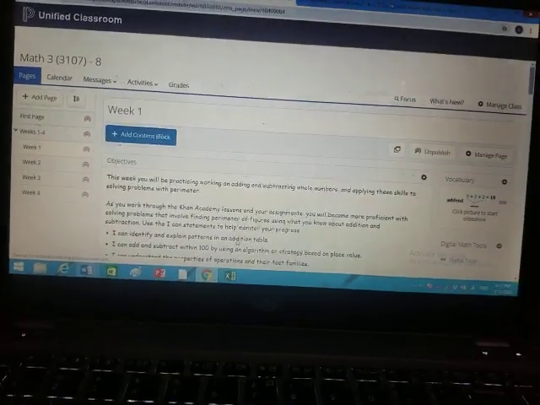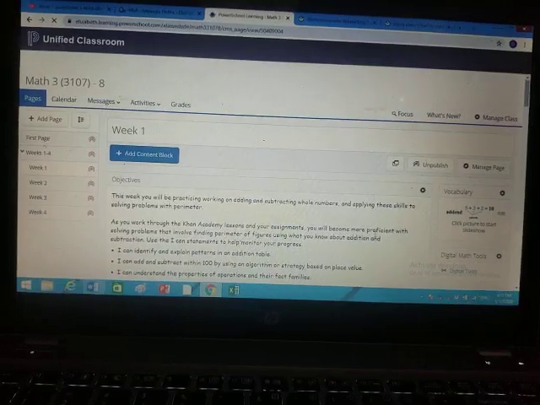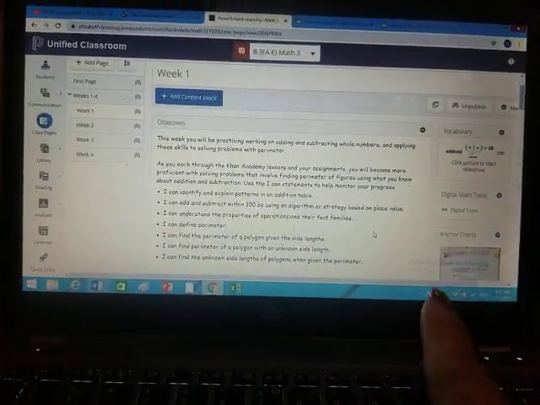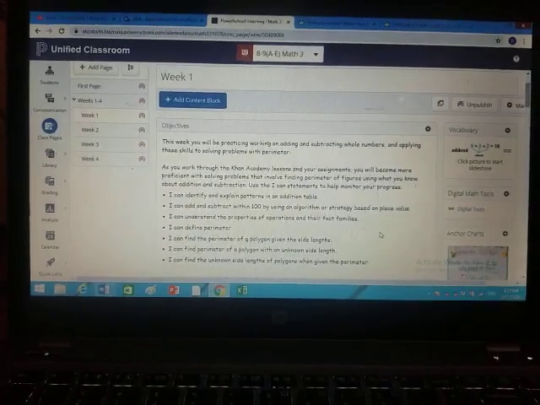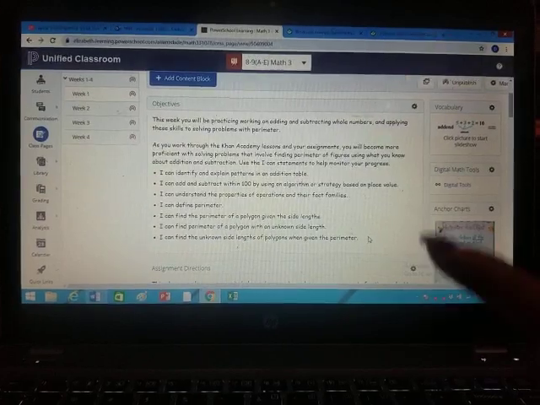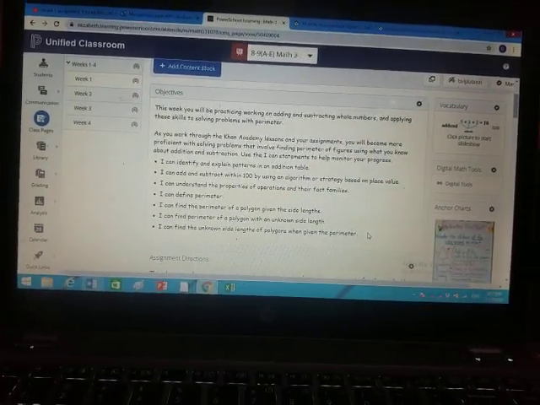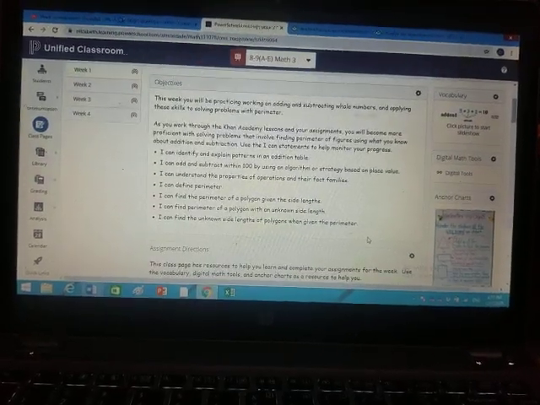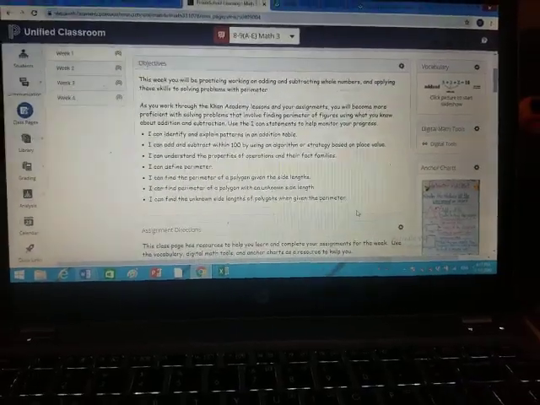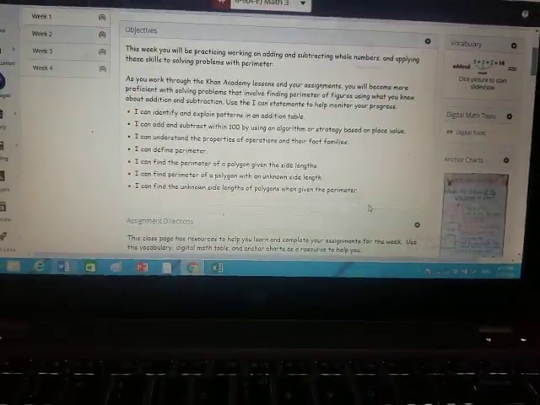What's good about math is that it is a lot easier compared to language arts. On the right-hand side, you'll see a bunch of resources you can use to help you complete your assignment. In the center, you'll see your objectives for this week. This week we are adding and subtracting, which should be a piece of cake because we've been doing multiplication for the longest time. So this is kind of like review.